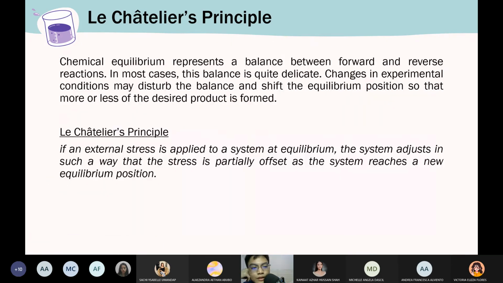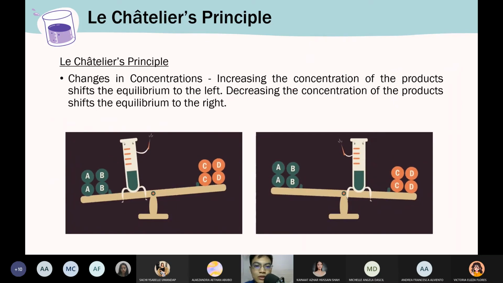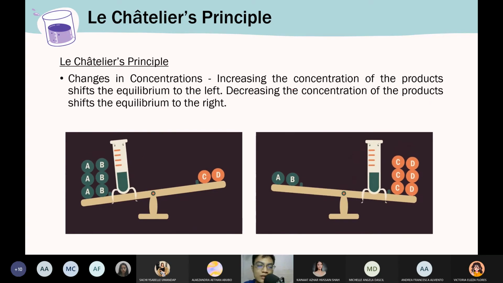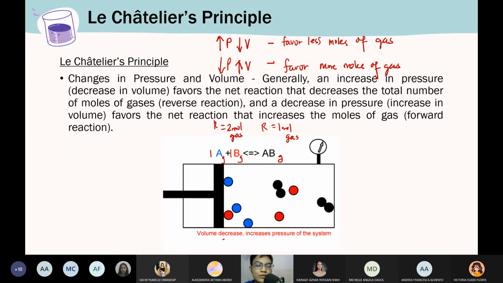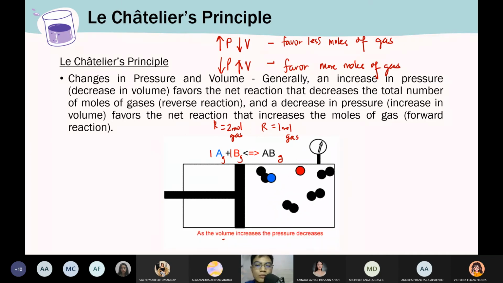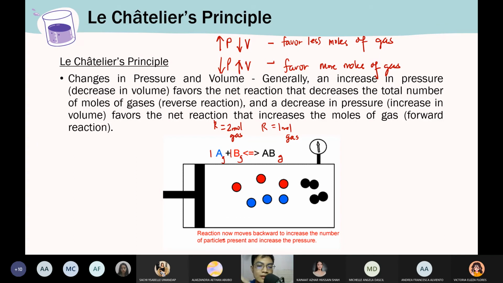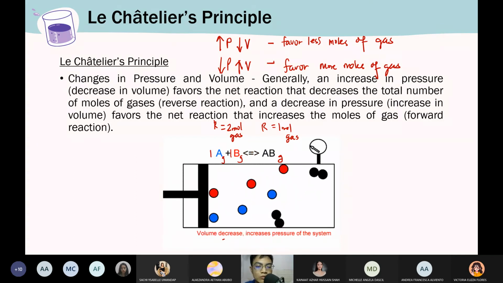So, to summarize, you have your change in concentration. Kung sino dinagdagan mo, it will push the reaction to the opposite side. Dinagdagan mo reactant, edi it will push the reaction to the product side, and vice versa. When it comes to pressure and volume, you have to see yung gas concentration. Okay? So, kapag dinagdagan mo yung pressure, you favor the less mole of gases. Just as shown there, maraming black. But if you increase the volume, you favor more gases. As shown there, maraming red and blue.